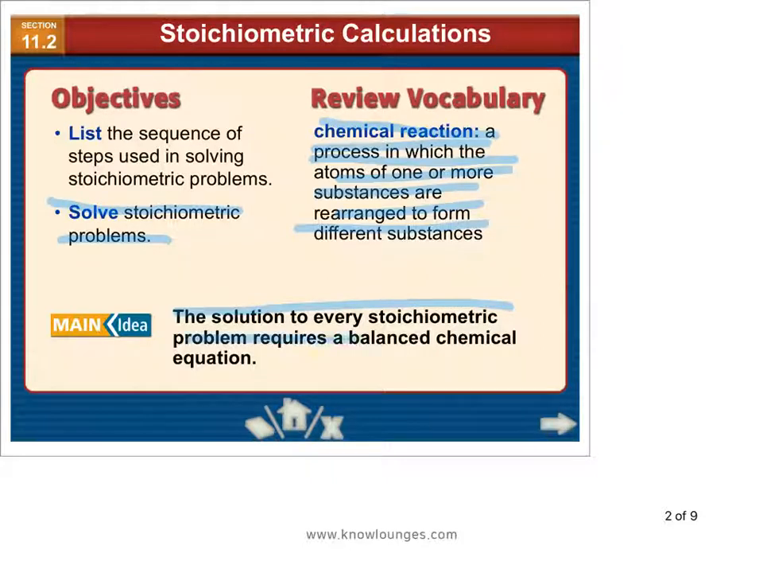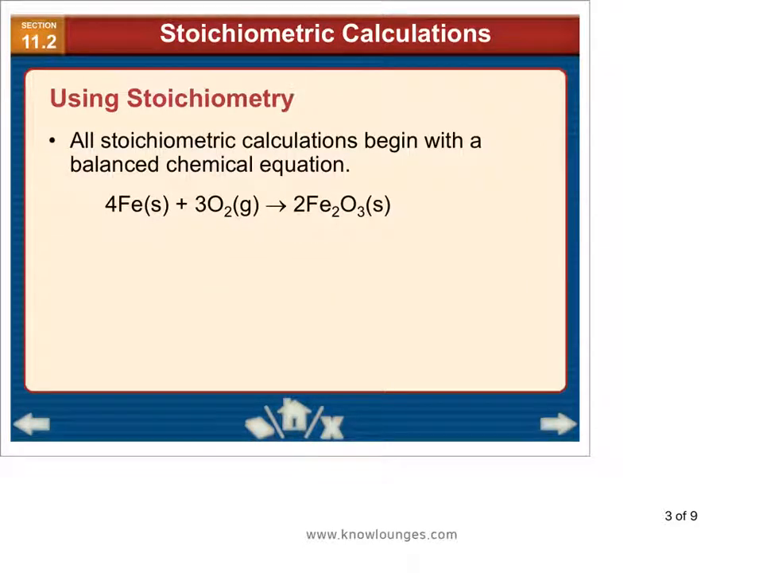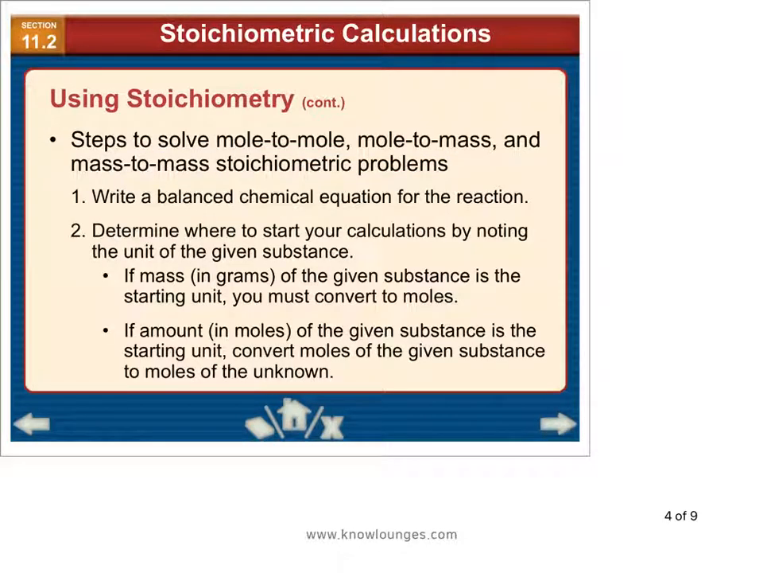Main idea for section 11.2: the solution to every stoichiometry problem requires a balanced chemical equation. So we always start with that balanced chemical equation. As just mentioned, all stoichiometric calculations begin with balanced chemical equations, such as this one. We deal essentially with a few different kinds of problems: mole to mole, mole to mass, mass to mass. So they're all really the same thing.